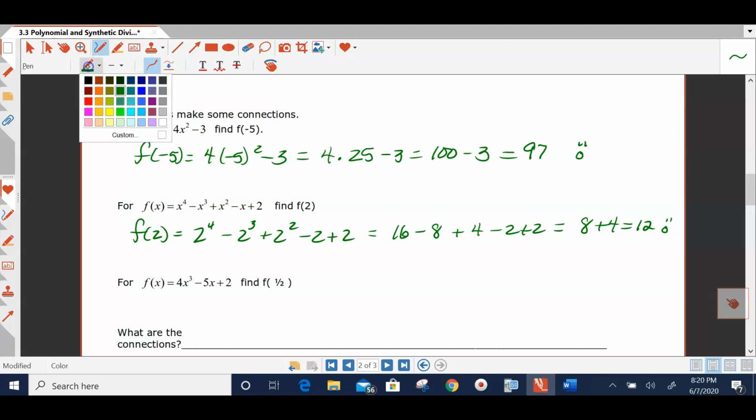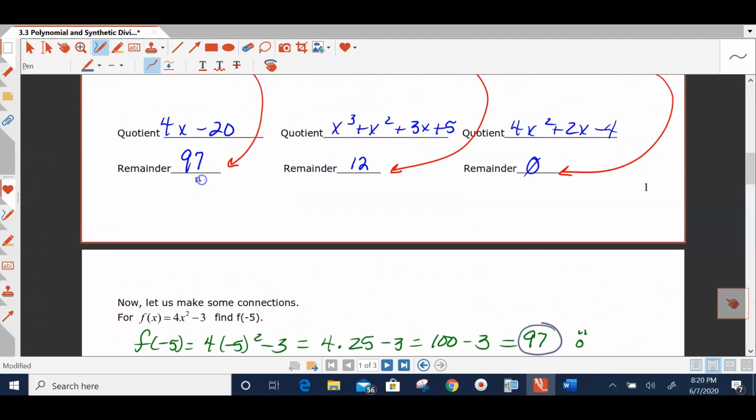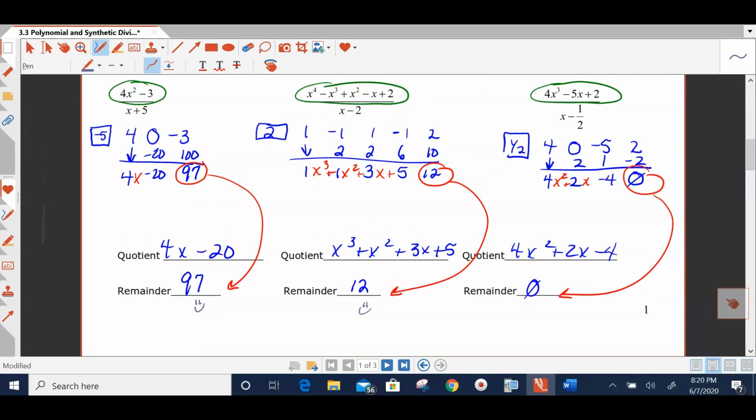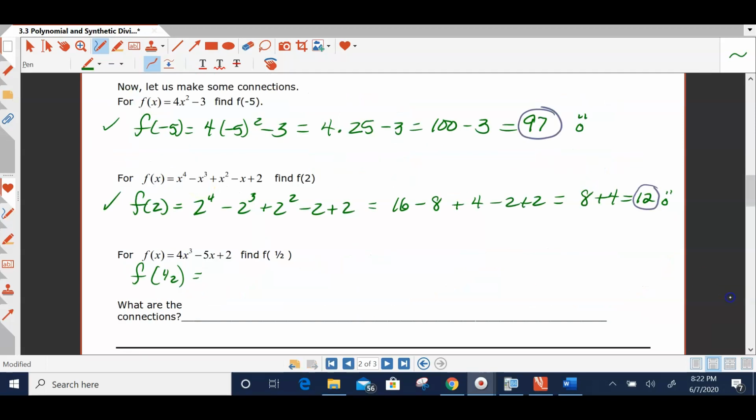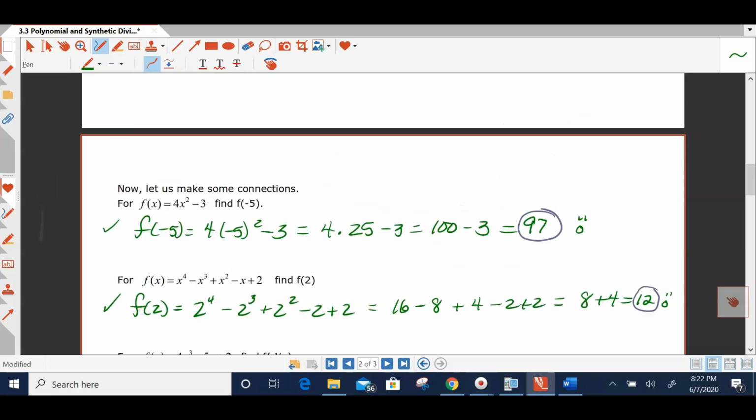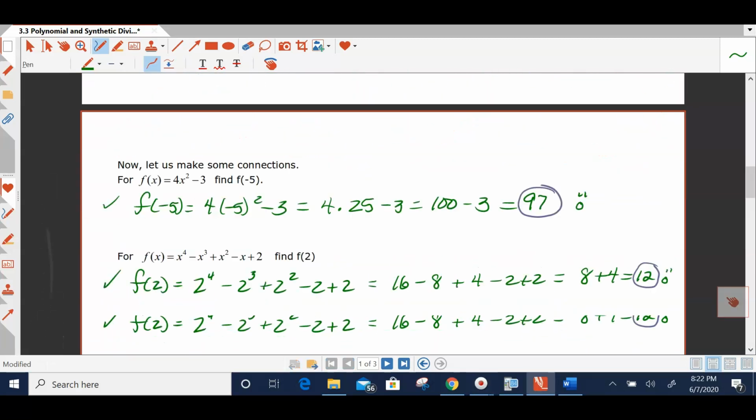What are you noticing? This function value is actually the remainder from synthetic division that we did on the previous page. So when you divide a polynomial synthetically by a number, the remainder is actually a function value. So, based on what we saw happen here, f of 1/2, I can assume, is going to be 0.